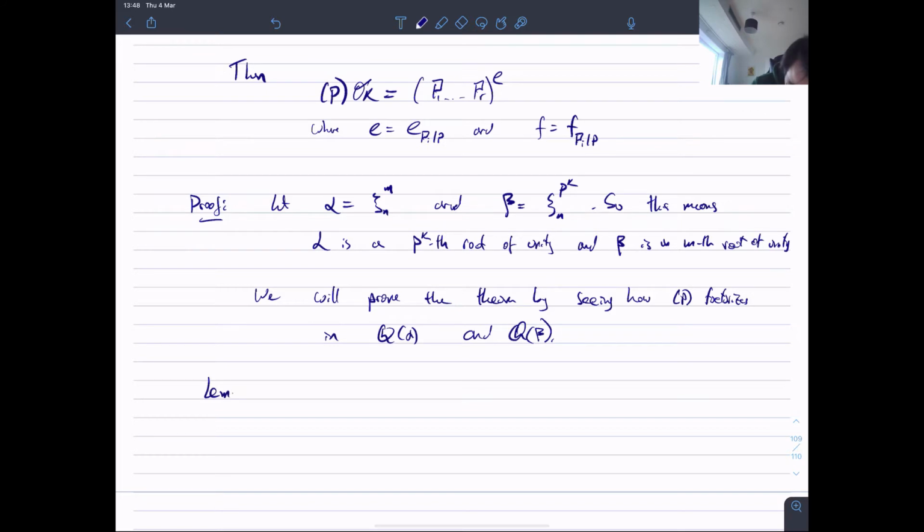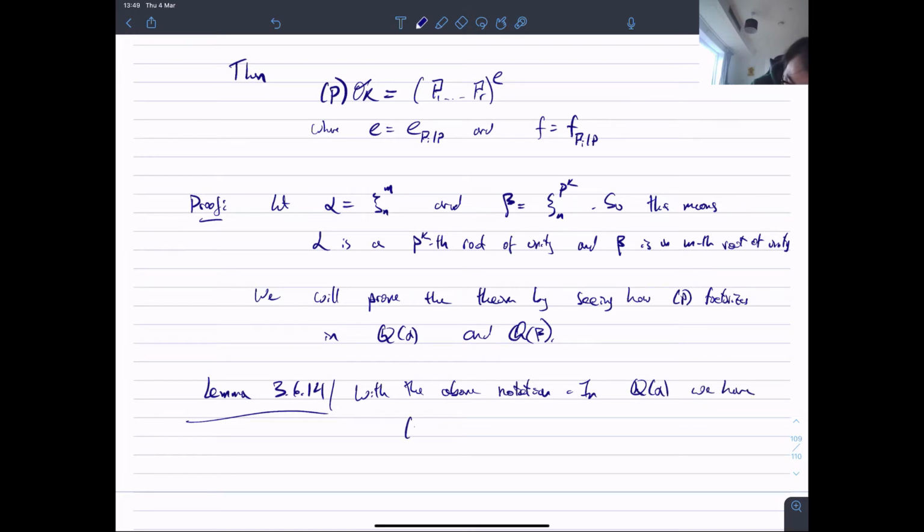Here's the first one, which is a bit easier. Lemma 3.6.14. With the above notation, in Q(alpha), we have that the ideal generated by p looks like (1 minus alpha) to some power, and this power is phi(p^k), that number e that I wrote down, with, just to make it clear, (1 minus alpha) a prime ideal.